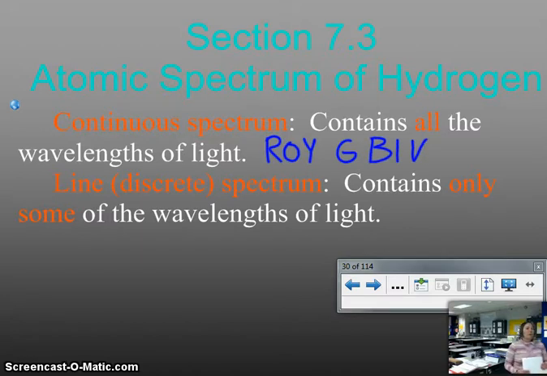However, you can take certain elements. You can make light bulbs, say, only filled with hydrogen gas, and excite hydrogen's electrons and allow them to return back down to the ground state. And there will be a color of light that's released from that light bulb. But if you pass that through a prism, you will not have the whole continuous visible spectrum. You will only have specific wavelengths of light, specific ones only to hydrogen. That is a line spectrum or discrete spectrum.